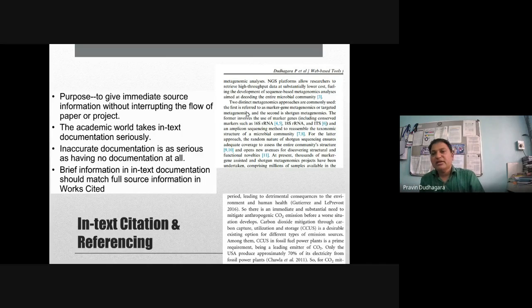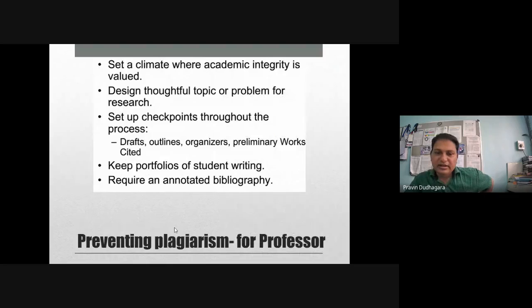The academic world takes in-text documentation seriously. Inaccurate documentation is as serious as having no documentation at all, and brief information in in-text documentation should match the full source information in the work cited. So these are the requirements of in-text citation as well as referencing.